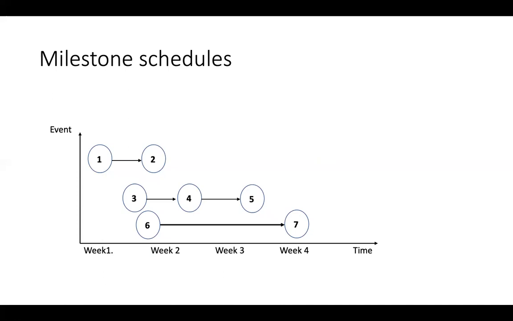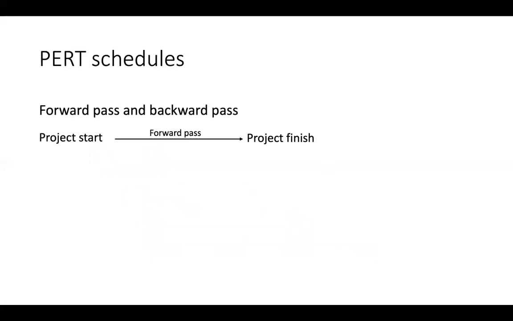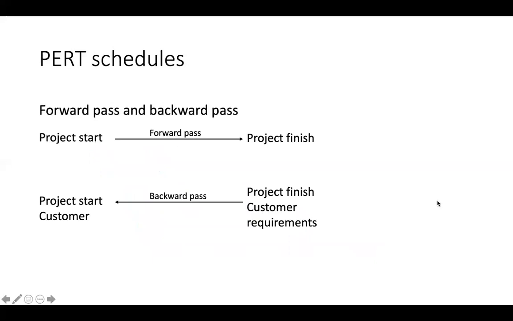If we continue looking at the PERT scheduling technique, we have to know about 2 key concepts: forward pass and backward pass. The forward pass runs from project start to project finish. In the backward pass, we are considering customer requirements, when the customer requires that the project must be finished, back to the starting point of the project.